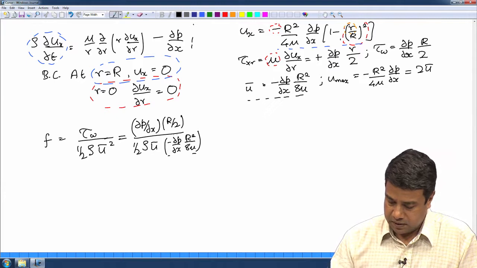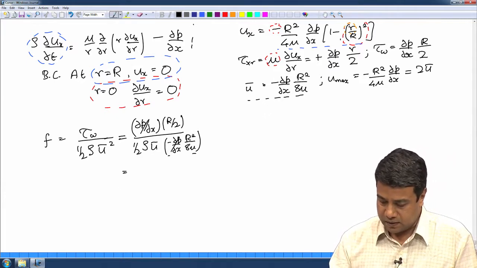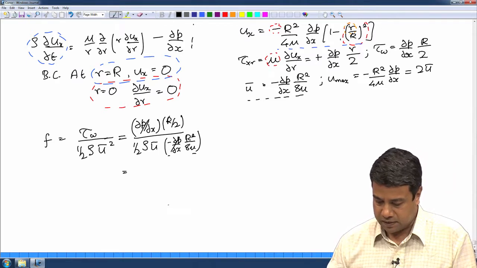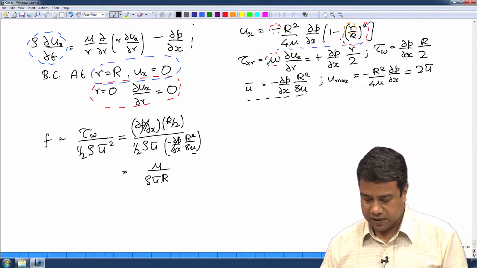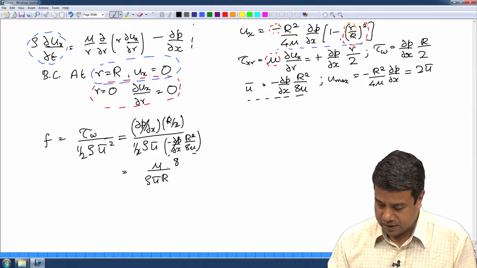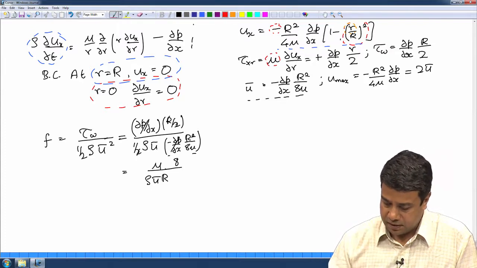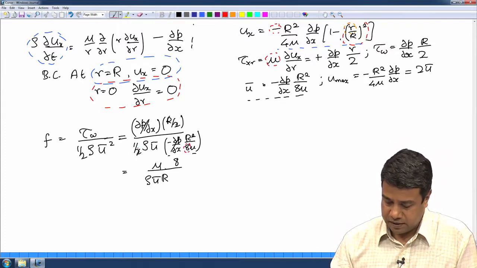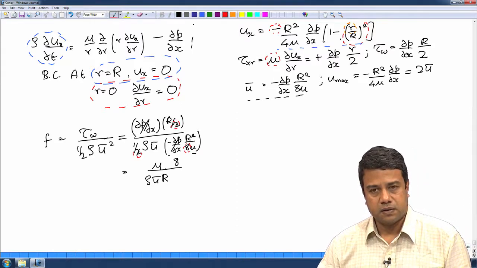So, here this pressure gradient cancels out, and one factor of r will cancel out. So, I will get mu by rho u bar r times a factor. This 1 over 2 will cancel out and I have 1 over 8, so I will just have a factor of 8 here. If I simplify this expression, you can see that this factor of 8 is there, the factor of 2 cancels out in the numerator and the denominator. So, 8 mu by rho u bar r.